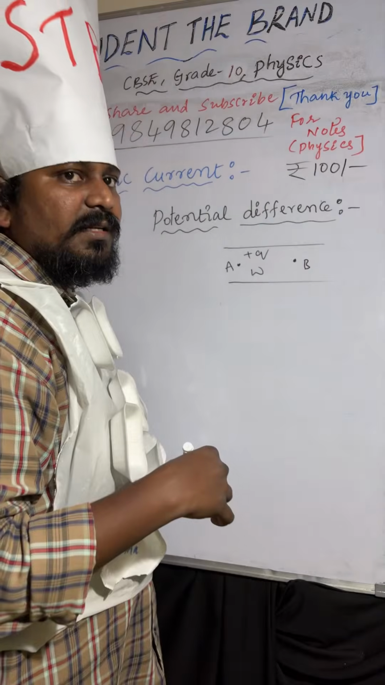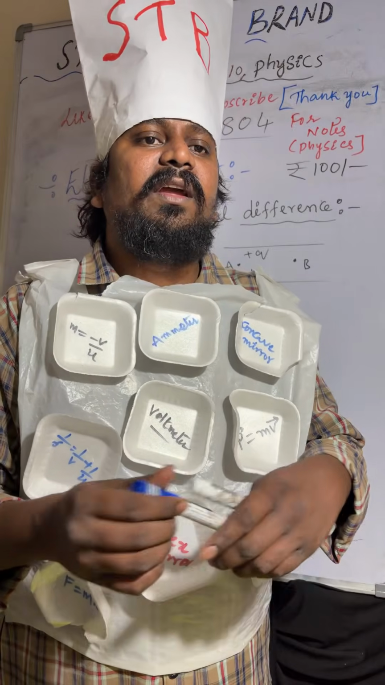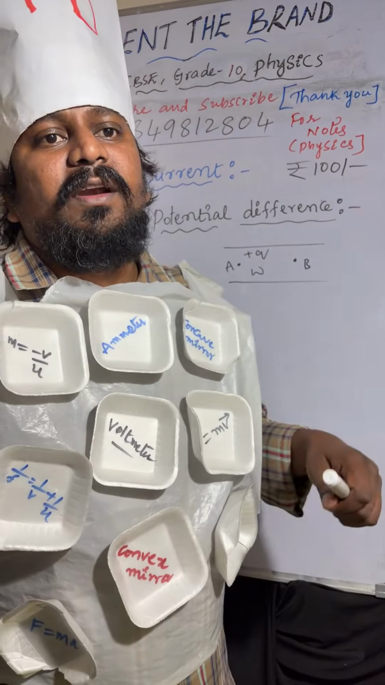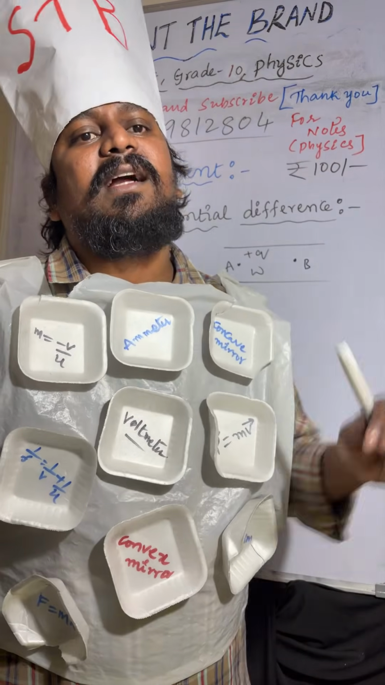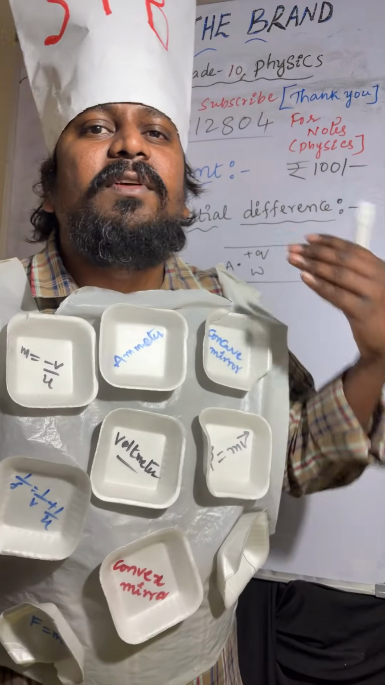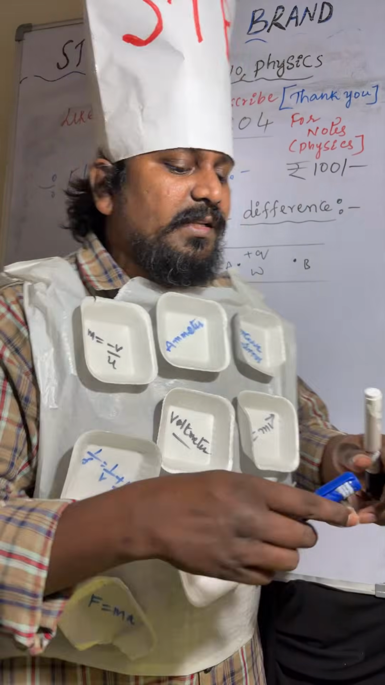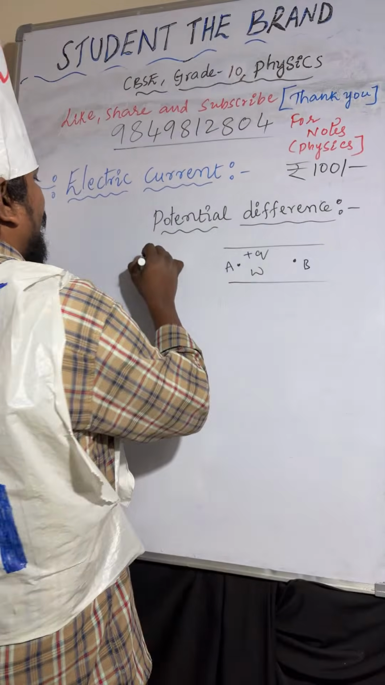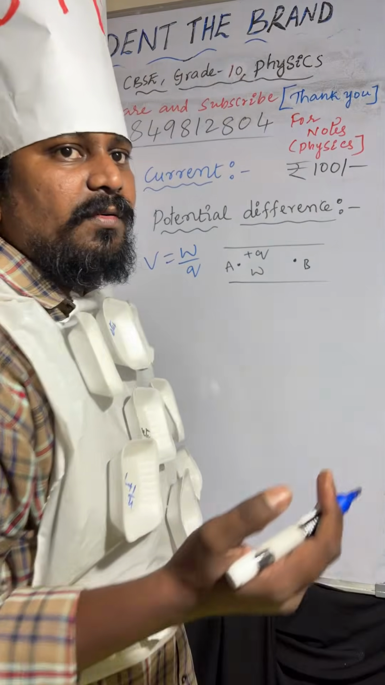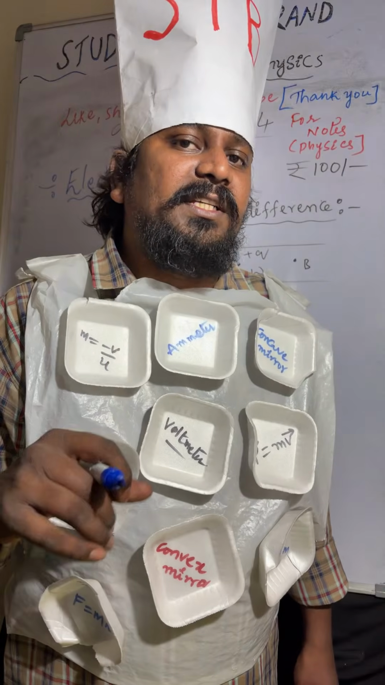We are doing some work to bring unit positive charge from one point to another point within the conductor. Work done to bring unit positive charge from one point to another point within the conductor is called potential difference. Yes or no? So V equals W by Q. What is W? Work done. What is Q? Charge. What is V? Potential difference.